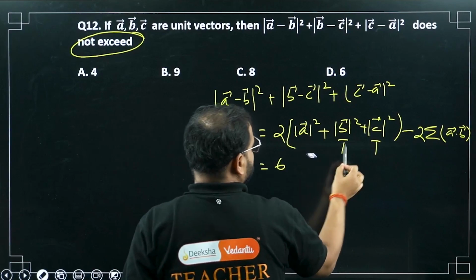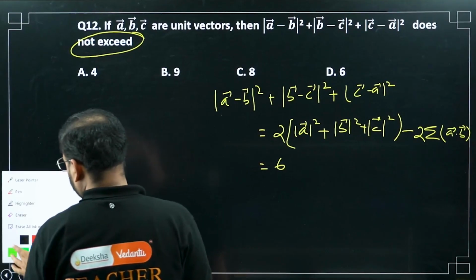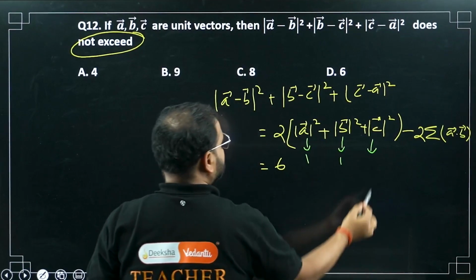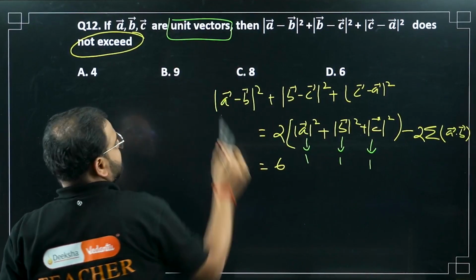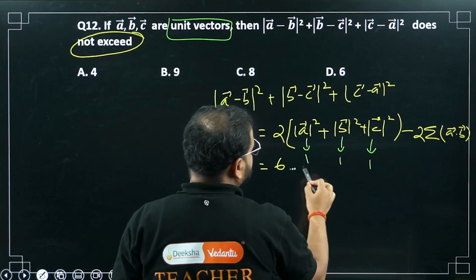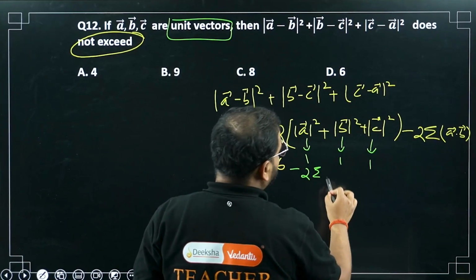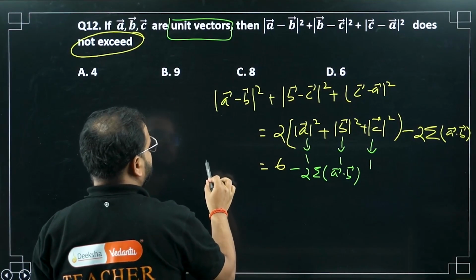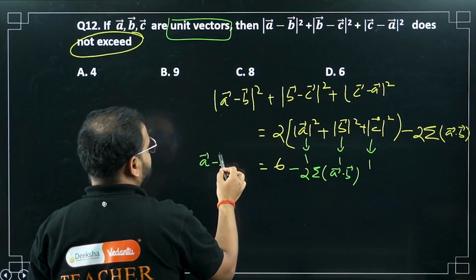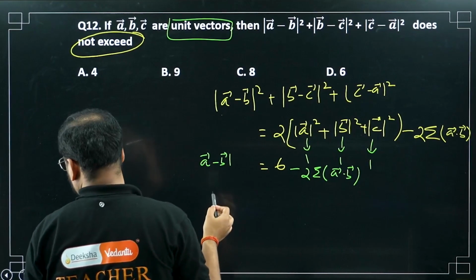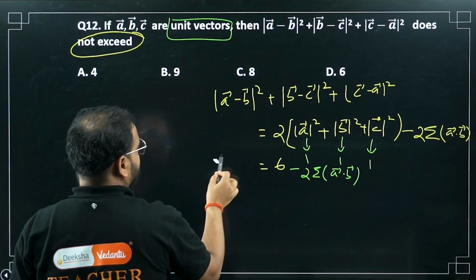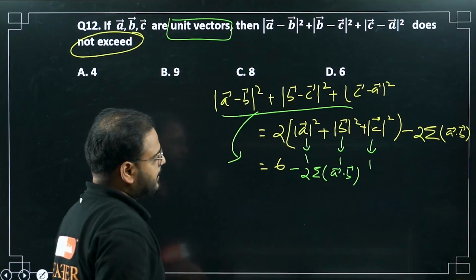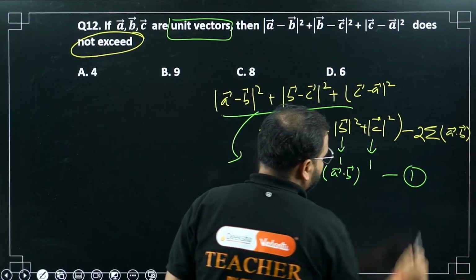Not sure? I'll show you. This is 1. This also is 1. This also is 1, sir. How come, sir? They are saying unit vectors. So 1, 1, 1. So what am I going to get? 6 minus 2 times the summation of A dot B. Okay. This is this condition, this whole thing. So I don't have to write this, I can just put an arrow mark. This whole thing is on this side, right? LHS side. This is my equation number 1.